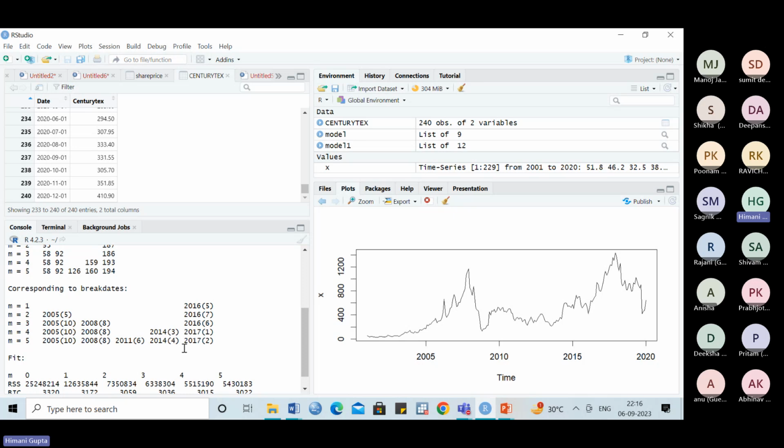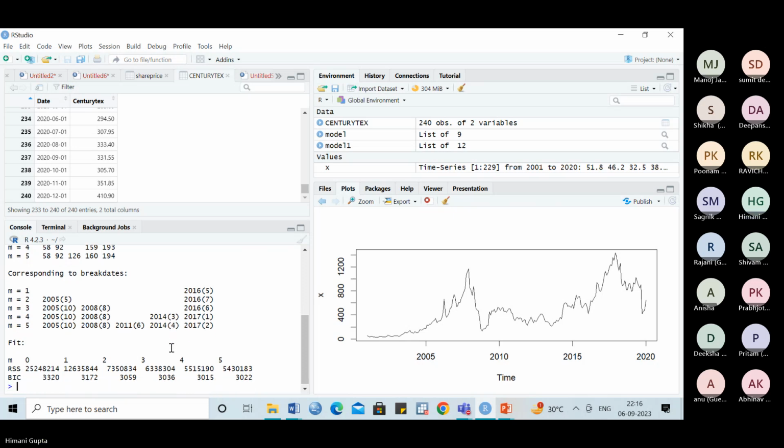These are the points where the structural break is there. And if you remember, we did it with the AIC, BIC in the ARIMA model. Over here also, it has given the BIC. But you have to back it up with your literature when there is a structural break. Any doubt in here?